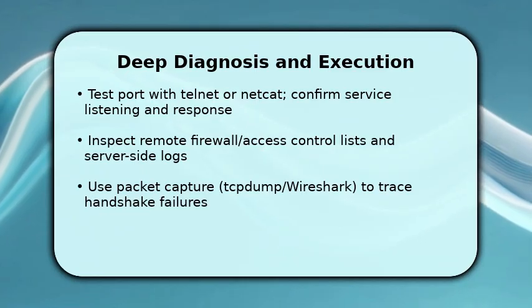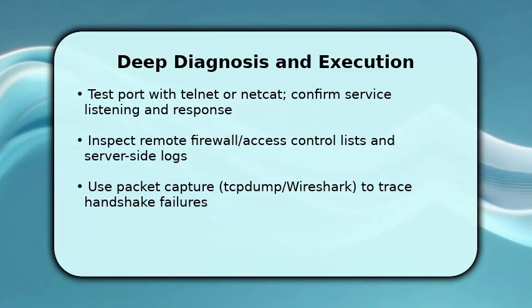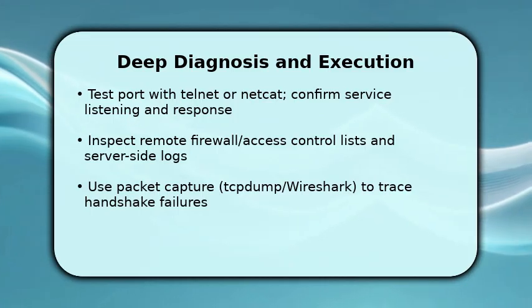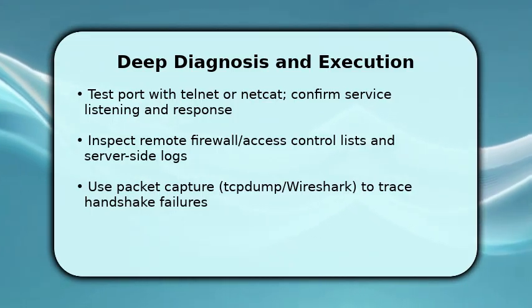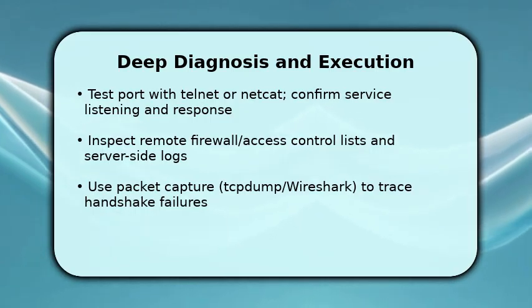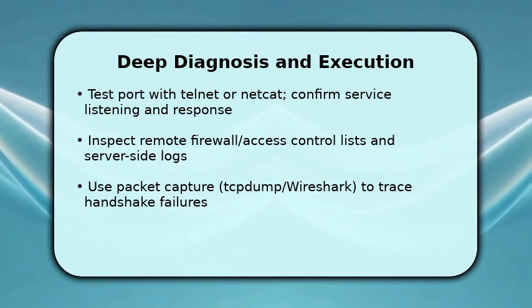Then, review remote firewall rules and any access control lists, and request server logs for authentication or connection refusals. Meanwhile, capture packets with tcpdump or Wireshark to observe SYNs, RST, or ICMP unreachable messages, so you can determine whether the host, network, or service rejected the connection.